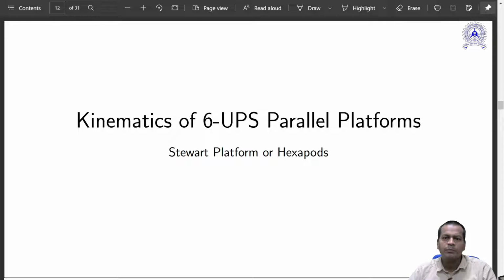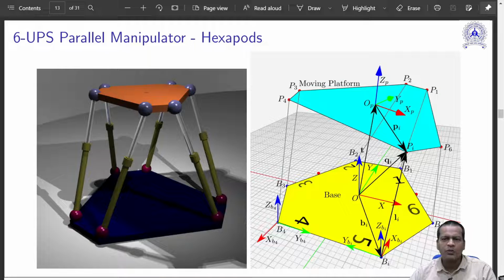This type of platform is popularly known as Stewart or Stewart-Gough platform, sometimes even called Hexapods. It looks like this. So what you see here is something like a spherical joint here. Here you will have a universal joint. This becomes a prismatic joint. So you have all 6 of these, all 6 will move simultaneously to give the top platform, this orange one, some motion.